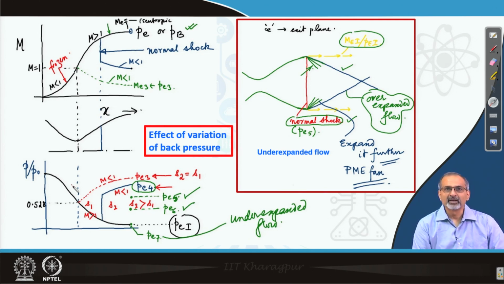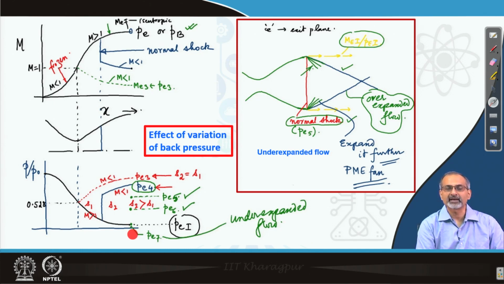As you can see, the effect of variation of back pressure can create a lot of situations. You can begin with an under expanded flow which expands beyond the nozzle, where the pressure is even lower than the ideal expanded nozzle, and you have an isentropic flow all through.